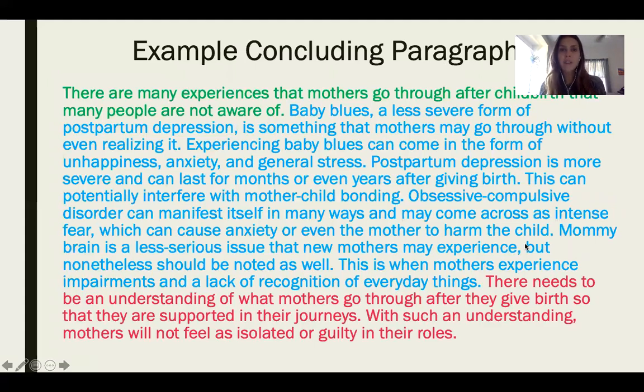Here's an example of a concluding paragraph. We have our restatement of our thesis here, which is in green. We have our summarization, which is blue. Can you see how lengthy this is? This talks about each topic. And then here is our final thought, which is in red. Your final thought can be more than one sentence if you want it to be. It's kind of like a call to action. Your final thought is really where you get to say, this is why this is important, or this is why people should know about this.